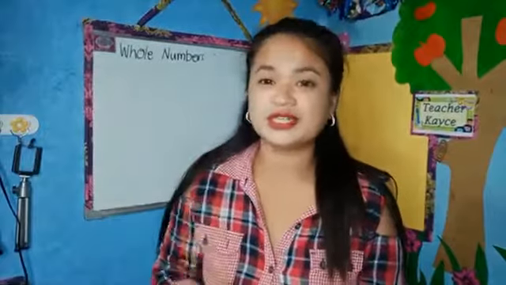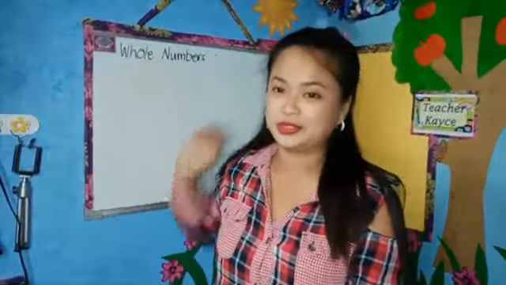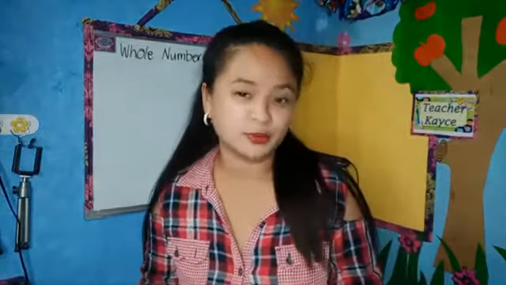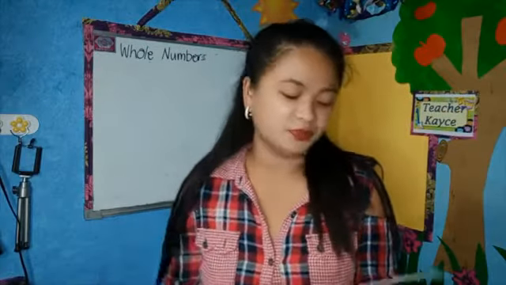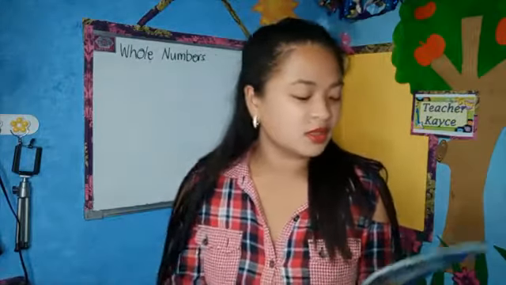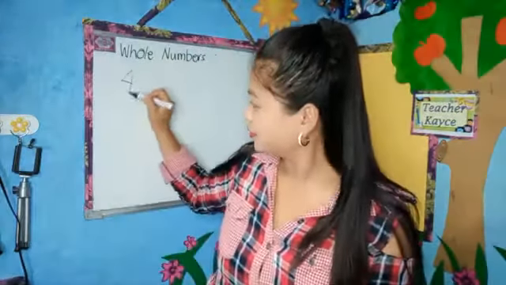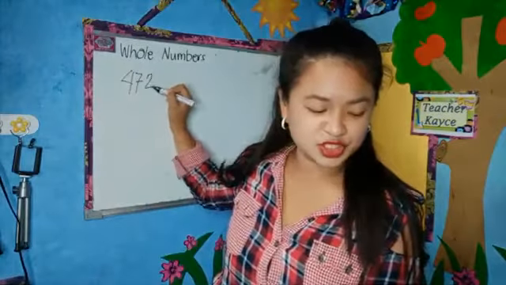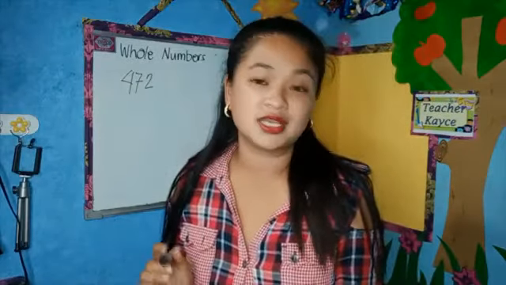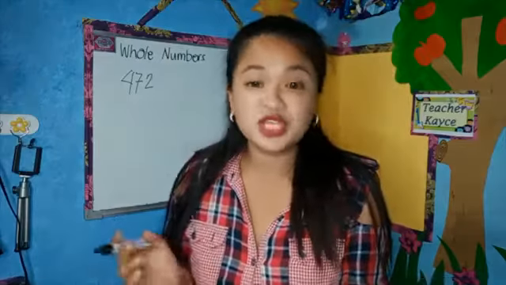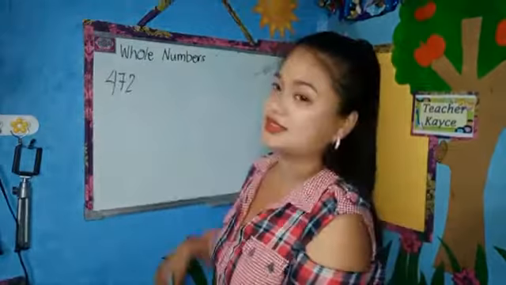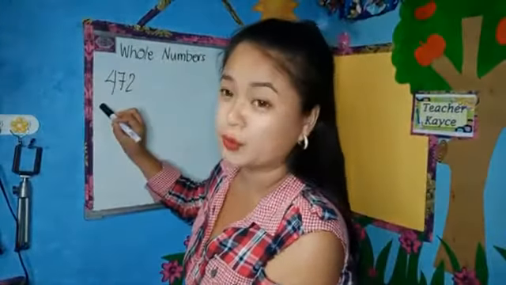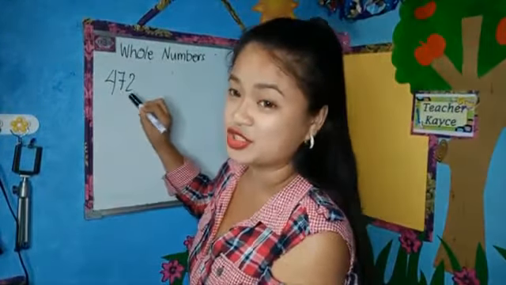For the first lesson, we're going to learn about the whole numbers. You can turn your book to page 2. I'm going to read the paragraph, and please follow with me. There are 472 colored plastic balls in the playpen. How do you read and write 472? So we have here the numbers 4, 7, and 2.